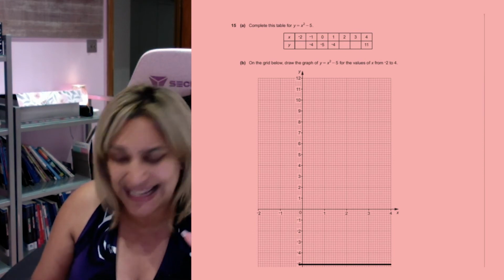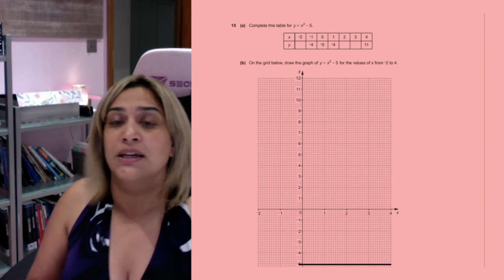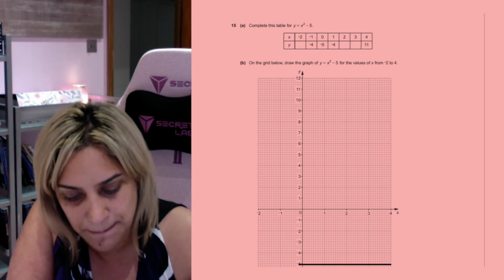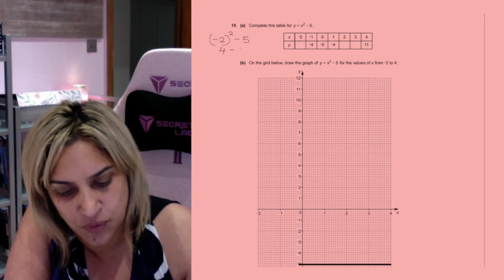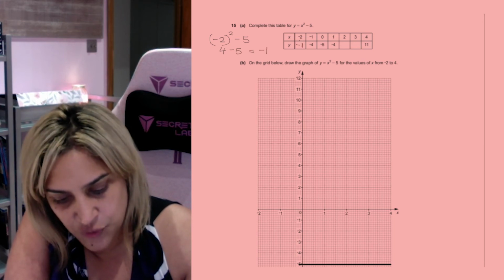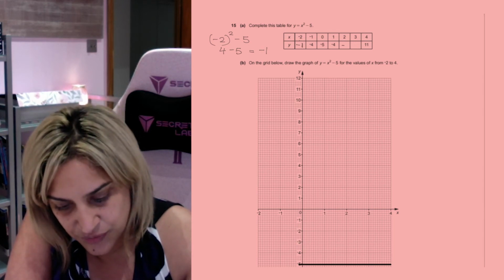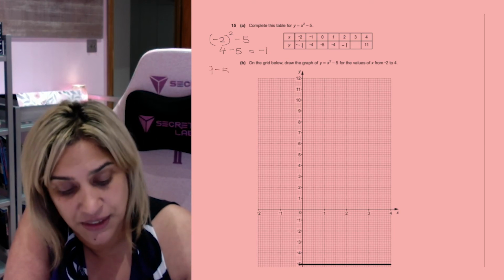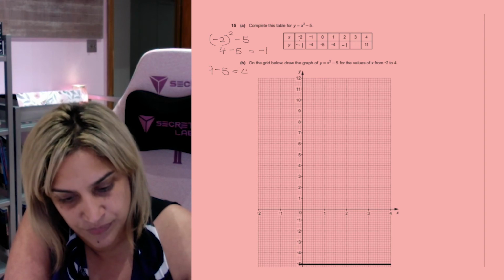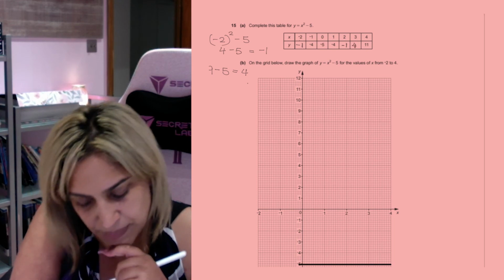Right, so we go through the same process. This is almost exactly the same. So we're going to either stick it in your calculator or we're going to calculate it. So we get -2 squared minus 5, which is 4 minus 5, which is going to give you -1. You've got 2 squared, which is 4, again, minus 5, also going to give you -1. 3 squared, which is 9, minus 5, which is going to give you 4. So that's going to give you 4 over here, and then 11.